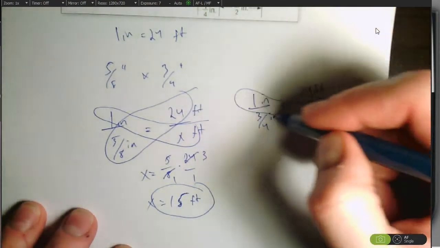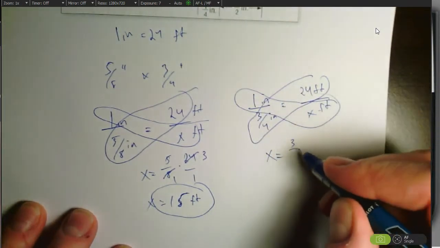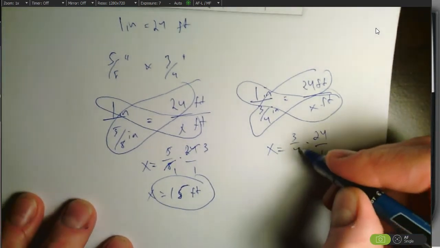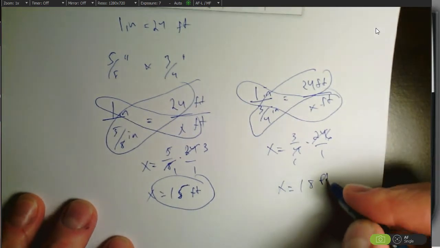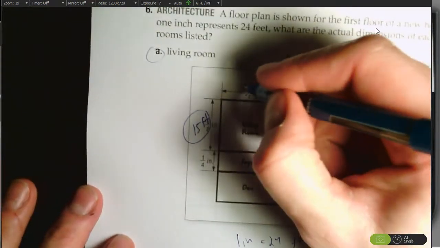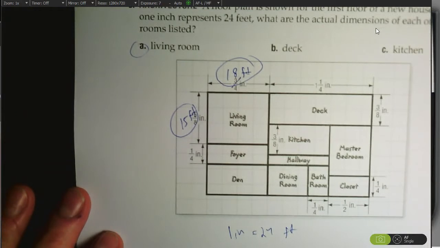Again, cross multiply. 1 times x is simply x. So what I really have is 3/4 times 24 over 1. This cancels to 1. This cancels to 6. 3 times 6 is 18. So it's 18 feet. So it's 15 feet by 18 feet in real life.